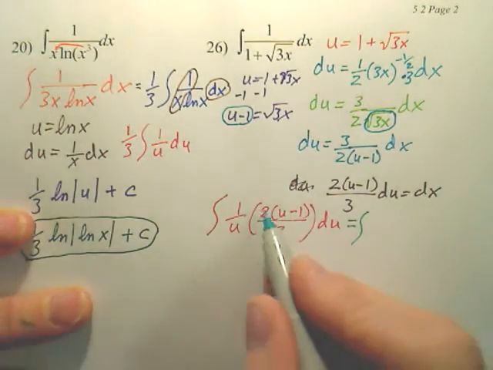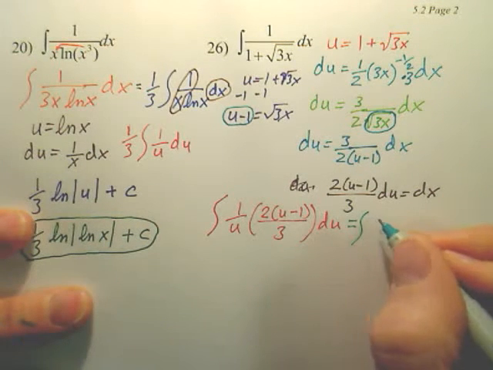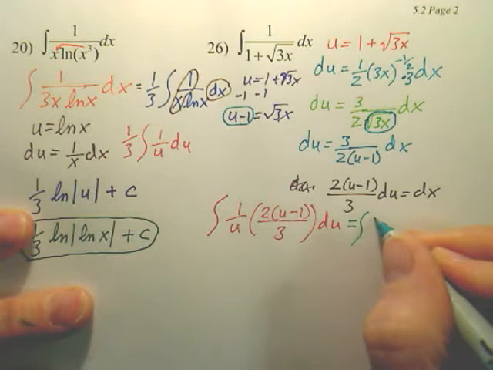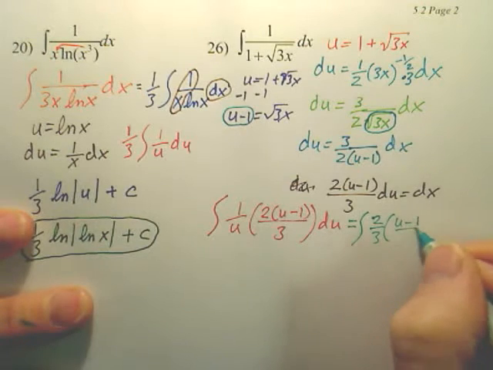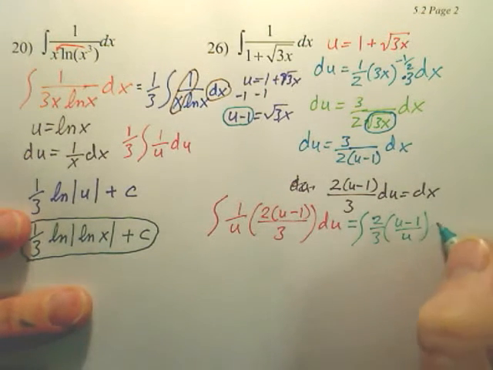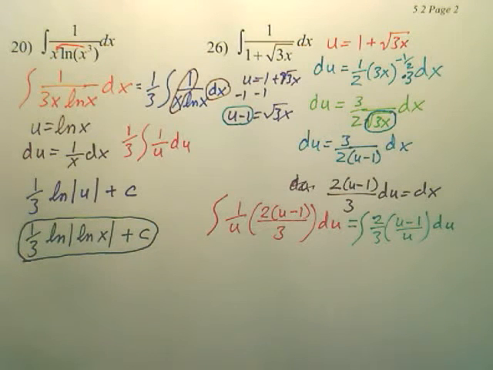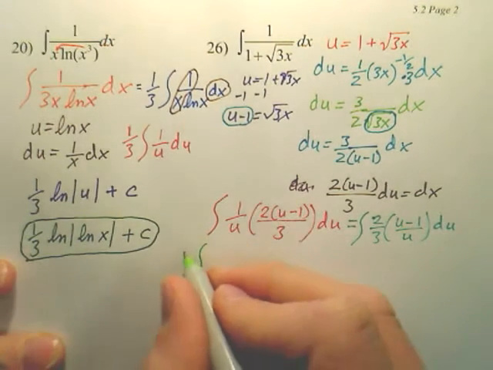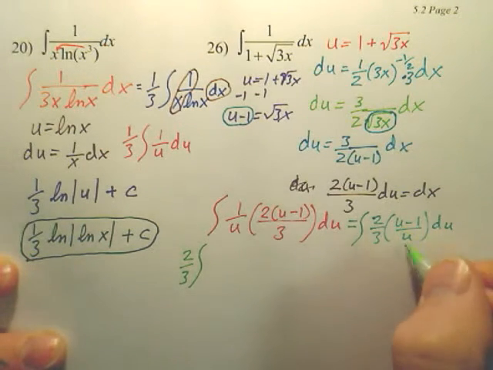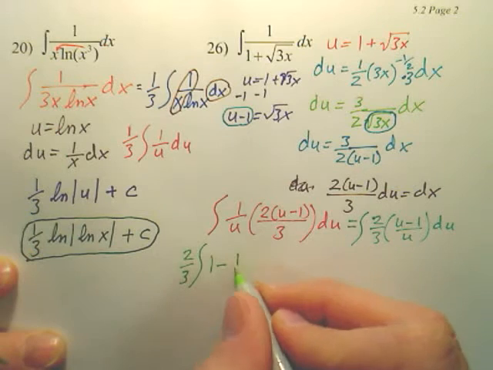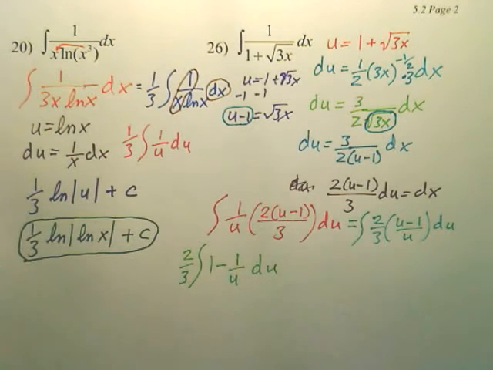Okay. Now, could I distribute the 2? And actually, no. Let's leave the 2. It looks like we're going to have 2/3, and then u minus 1 over u du, which I now have. Can I put good old 2/3 out front? And then when I divide both of them by u, don't you have 1 minus 1 over u du? A lot prettier. A lot of work to get there, but it's a lot prettier.